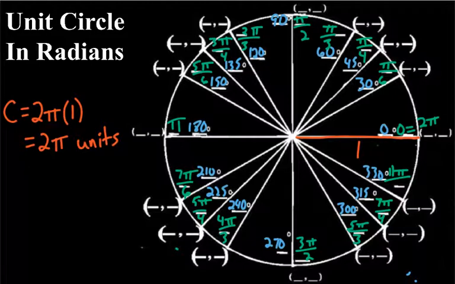I hope that this explanation of radians makes sense to you, and it'll help you understand what it is when we're talking about radians. The basic idea is that we're talking about parts of the circumference of the unit circle, and the unit circle has radius 1.